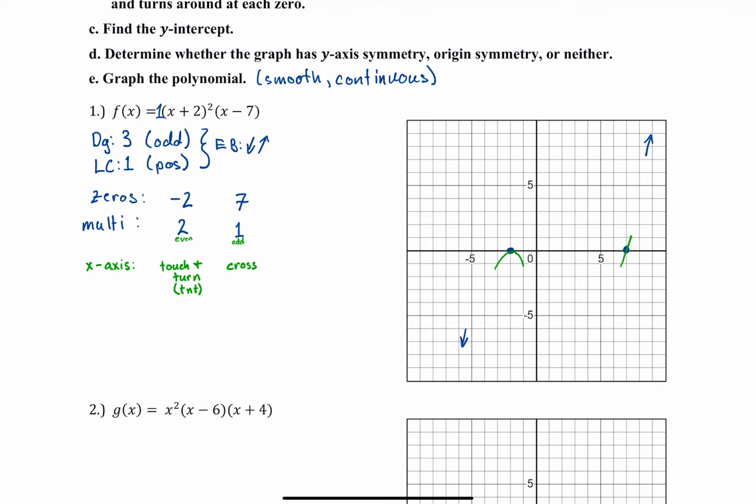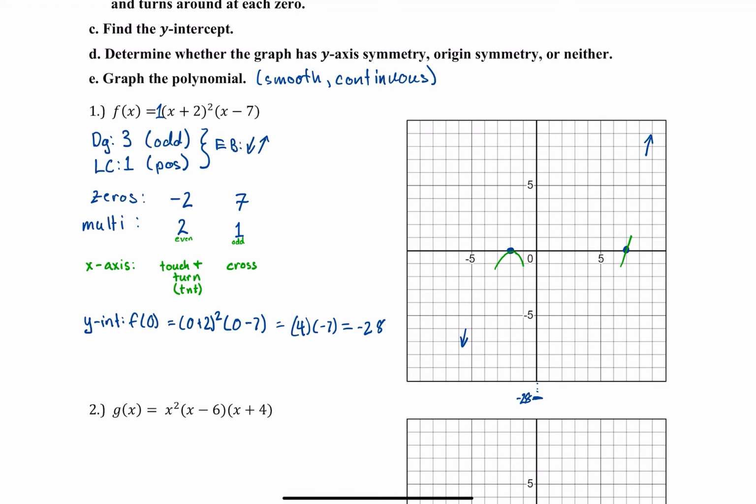The last bit of information we want to state for the graph is going to be its y-intercept. So the y-intercept here, you just plug in 0. So you end up with 0 plus 2 squared times 0 minus 7, which is going to give you 4 times minus 7, or minus 28. So the y-intercept is just somewhere down here. We don't need a perfect graph, so we'll just put some dots and we'll just say minus 28.